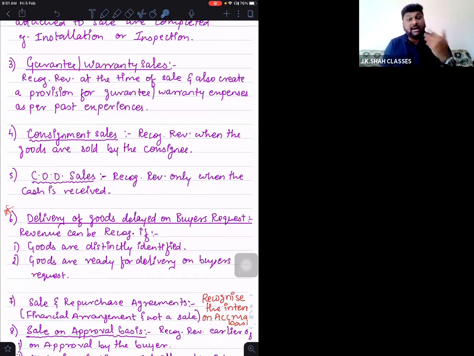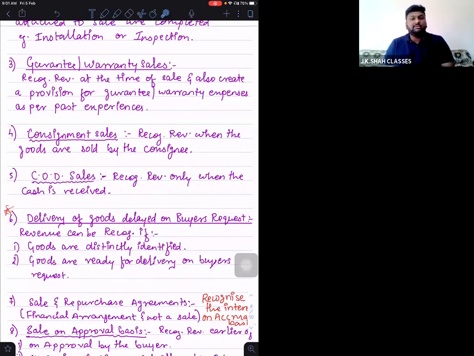Now I got an answer that the buyer is responsible. The answer is absolutely correct. The buyer will be responsible if something happens to the goods in your godown. If fire takes place or there is water logging, it will be the responsibility of the buyer only, not the seller. Because you told him, please take your goods, I am ready to deliver. But he says, please keep it with you, I am not in town.